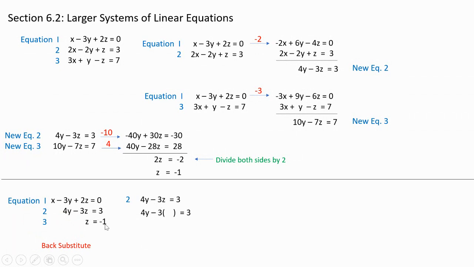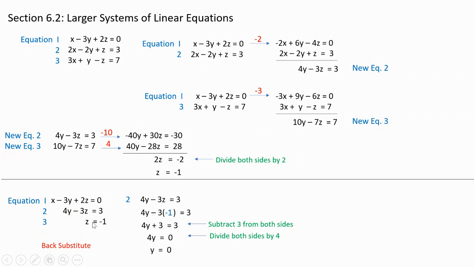So I'm going to go to equation 2. I'm going to plug in -1 for z right here. And then I'm going to simplify. So it's going to give us 4y plus 3y equals -3. I'll subtract -3 from both sides. And it's going to give us 4y equals 0. Right? So we divide both sides by 4. And we found our y value.